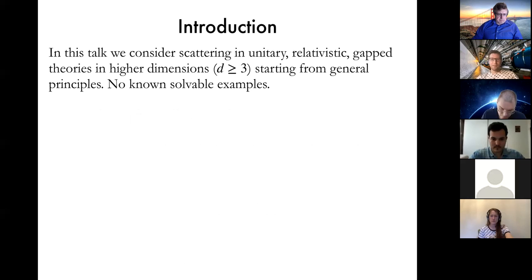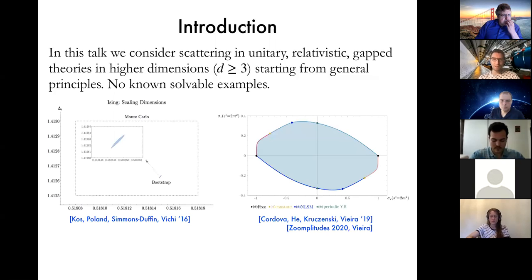So in this talk, I would be interested in scattering in relativistic unitary gapped theories in high dimensions. By high, I mean d larger than 3, and we will be starting from general principles. One famous fact about these situations is that we do not have known solvable examples of such theories, and it would be great to have one. Now, recently, there were a couple of success stories which seem to be related.